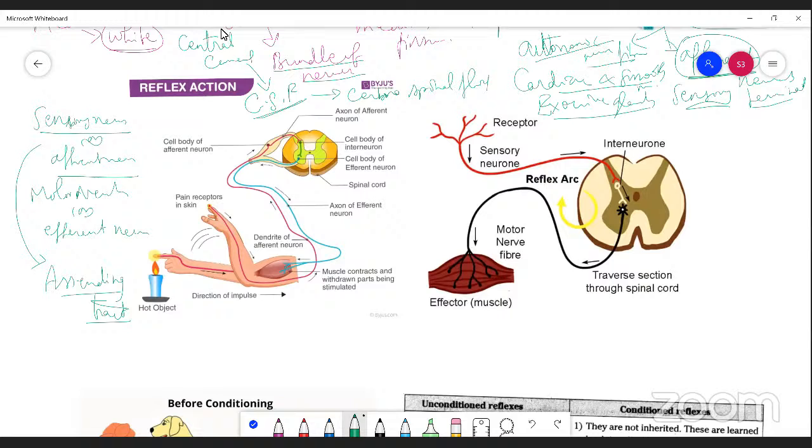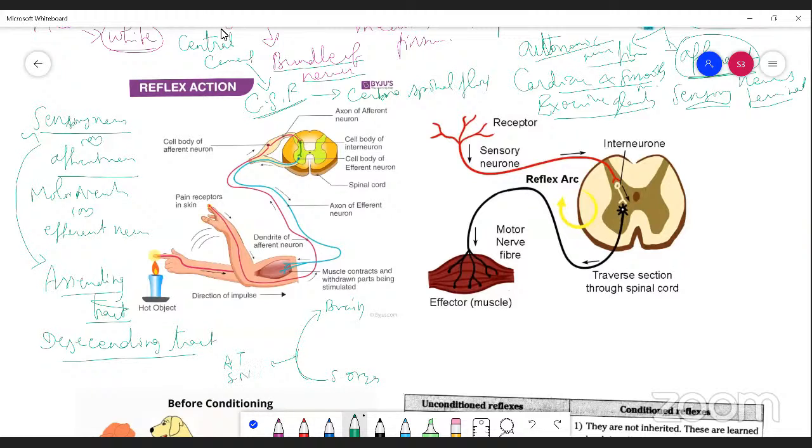Next one. The impulses carried by the motor neuron, that tract is called the descending tract. That is known as what? Descending tract. Suppose this one is the brain and this is a sense organ. From the sense organ, the stimulus is carried to the brain. That tract is known as the ascending tract. That neuron is the sensory neuron.